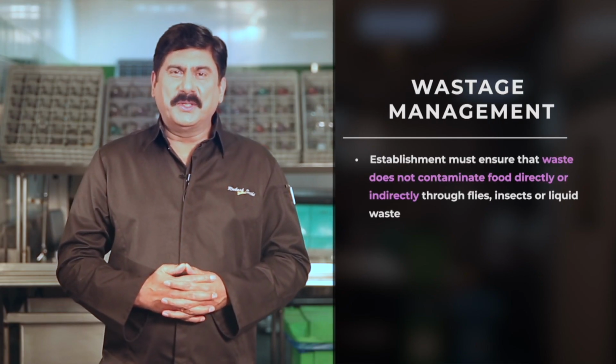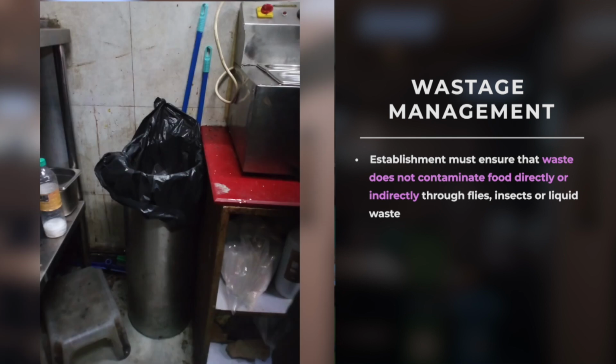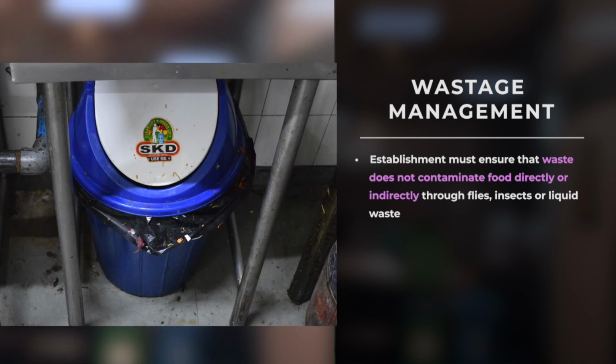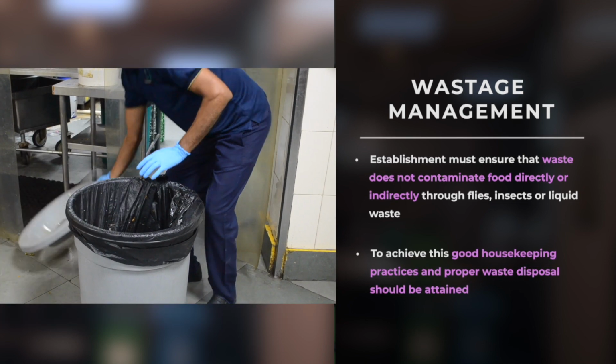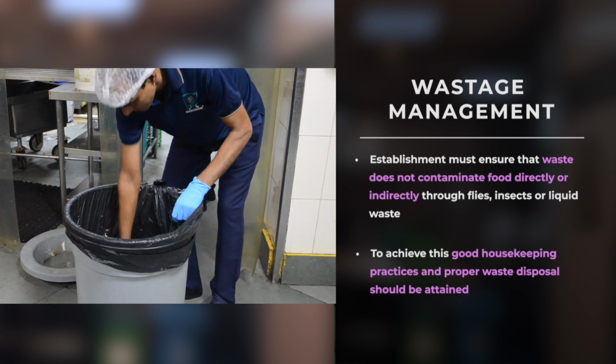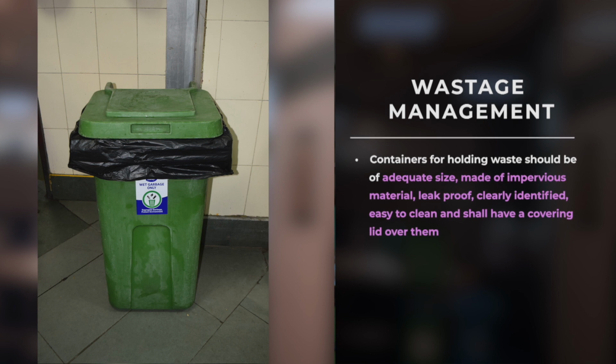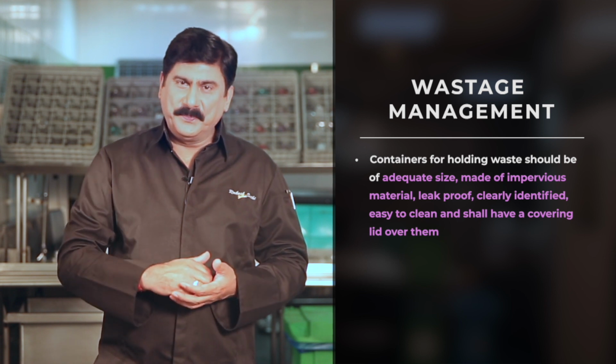The next facility we will study is waste management. Proper sanitation and hygienic practices should be followed to maintain the catering establishment. The establishment must ensure that waste does not contaminate food directly or indirectly through flies, insects or liquid waste. To achieve this, good housekeeping practices and proper waste disposal should be attained. Containers for holding waste should be of adequate size, made of impervious material, leak-proof, clearly identified, easy to clean and shall have a covering lid over them.